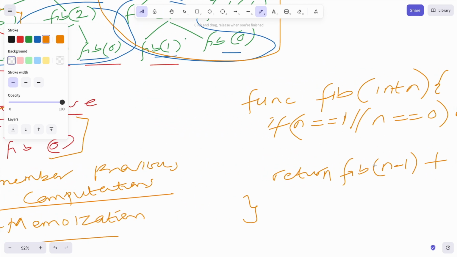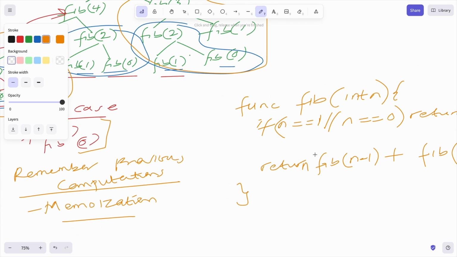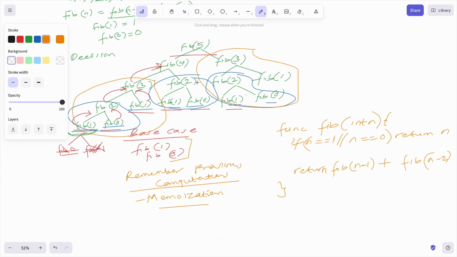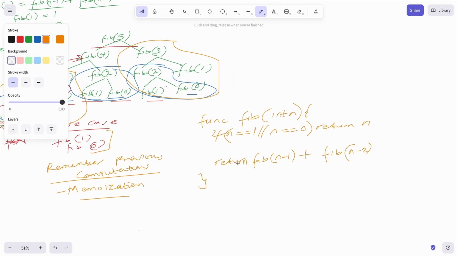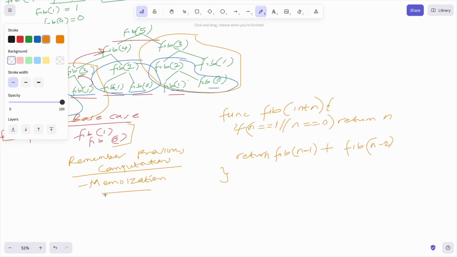But this solution is going to explore the entire tree and give us this picture. We'll be evaluating fib of 2 several times, fib of 3 several times. If our initial n is 5, that's manageable, but if we need to evaluate a larger number, you can imagine that we'll be repeating fib of 2, 3, 4, potentially 5, 6, 7 several times. All of those computations are the things that we want to avoid. That's where memoization comes in again.